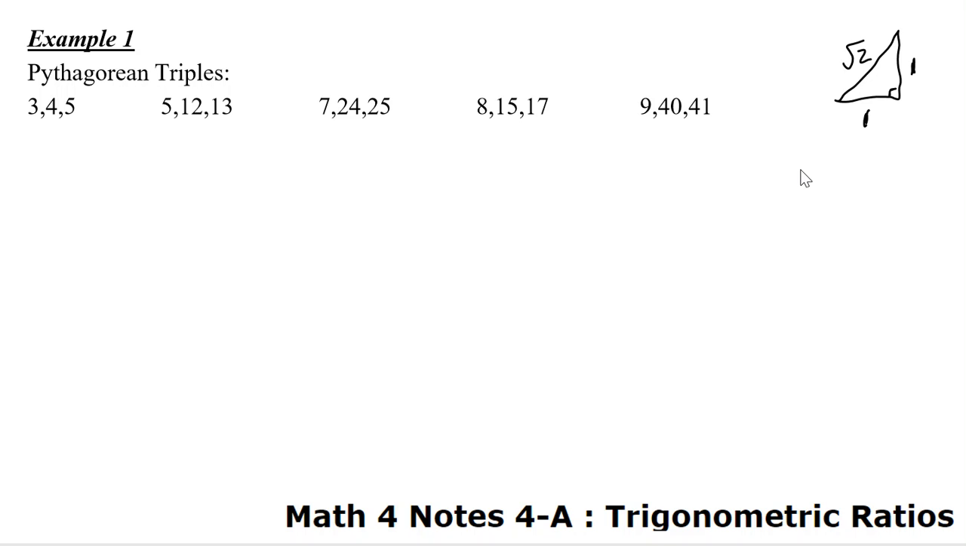But when he came across these sets of numbers and they fit in just perfectly, he felt like there was some sort of cosmic significance, like the gods were smiling on him every time that he used these numbers to create triangles.